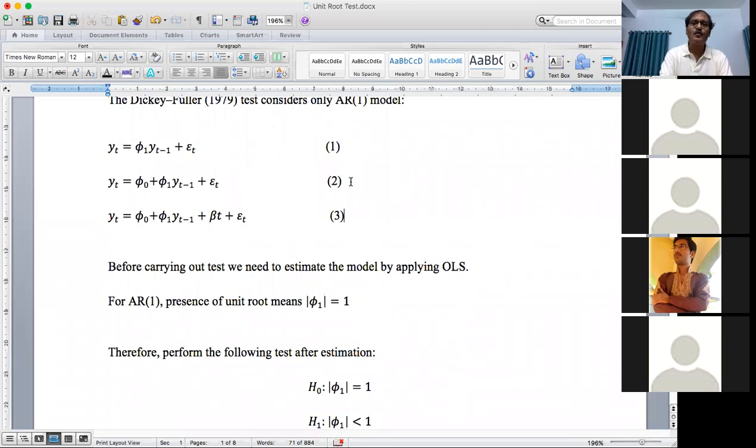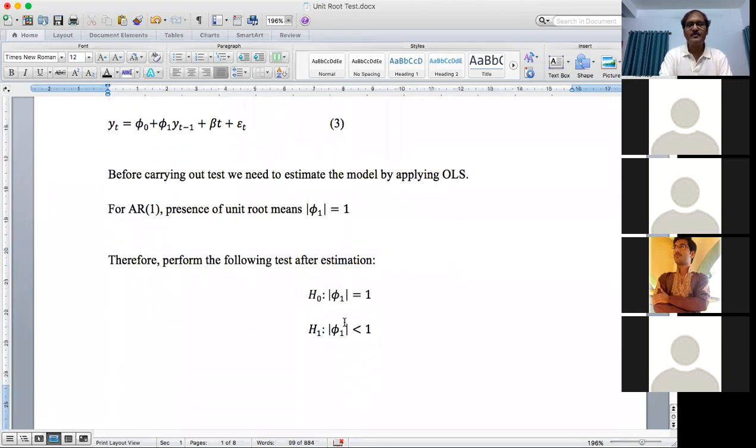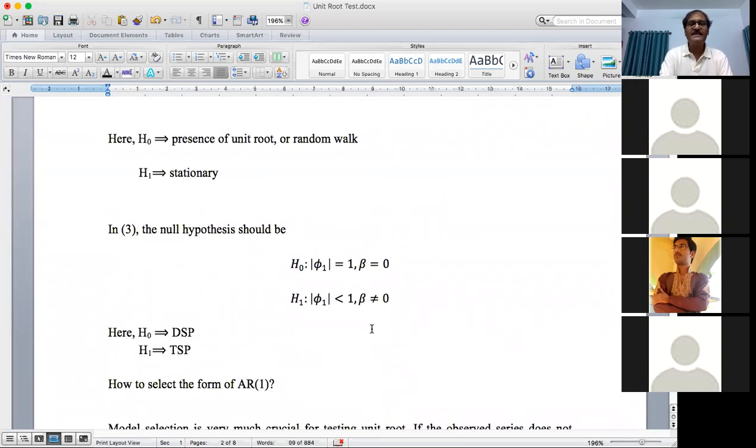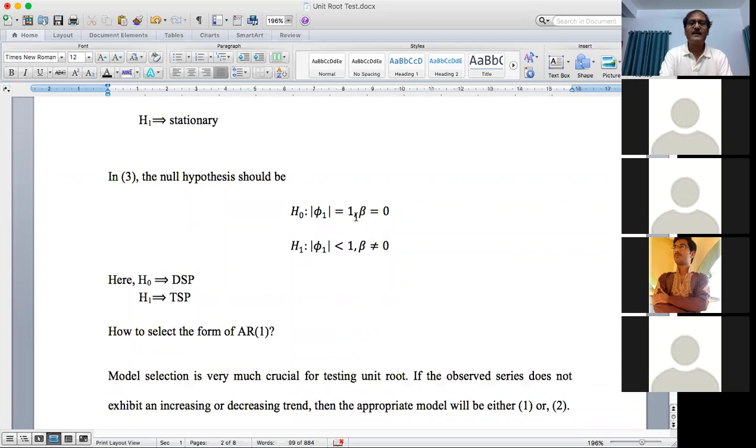If 1 or 2 is your appropriate case, then your hypothesis will be this type: H0 presence of unit root, H1 absence of unit root. That is, H0 indicates non-stationarity with unit root, H1 indicates stationarity. But if possibility 3 is the appropriate one, in that case, your hypothesis will be like this. In other words, the null hypothesis indicates the presence of unit root with no deterministic trend, and the alternative is the absence of unit root with deterministic trend.